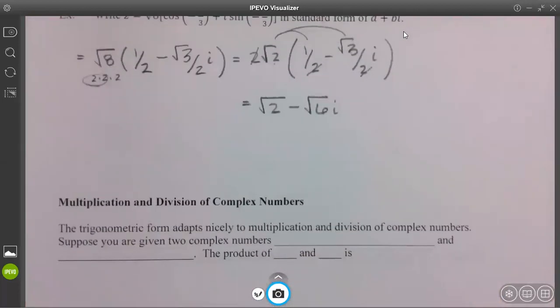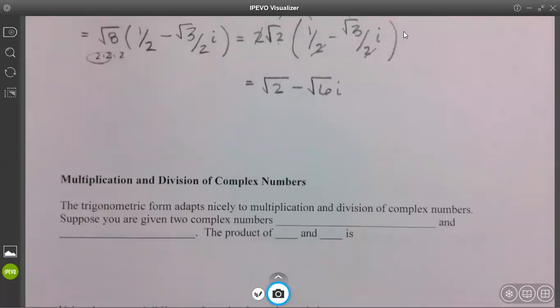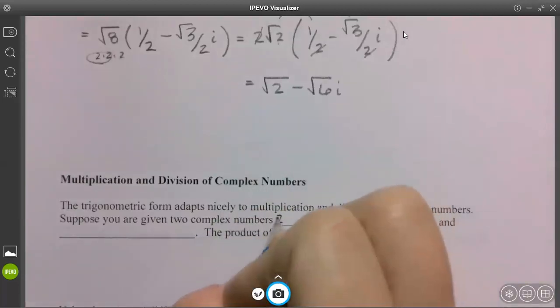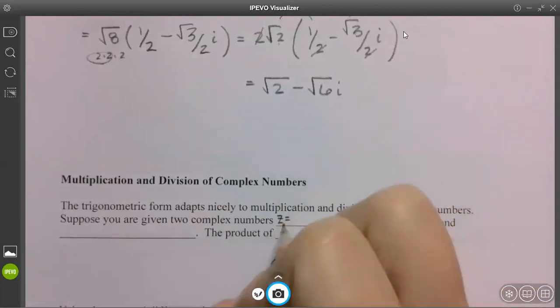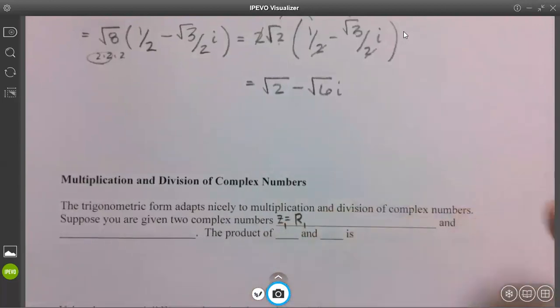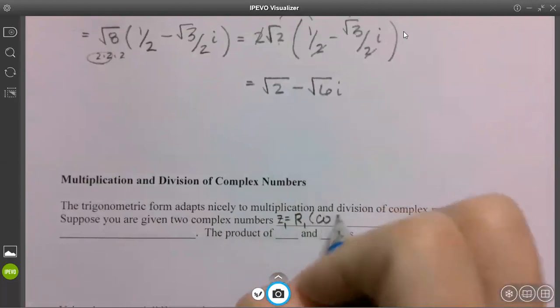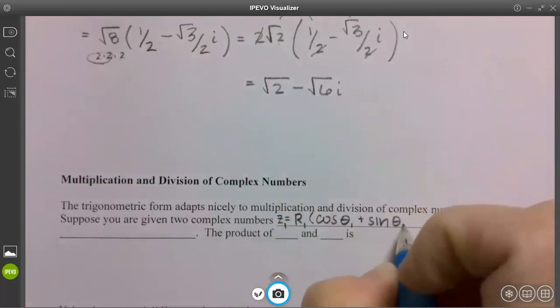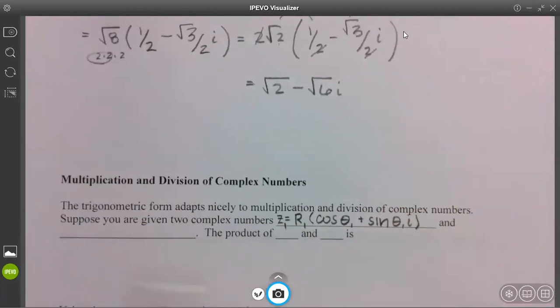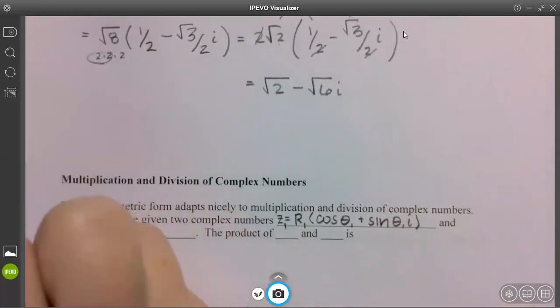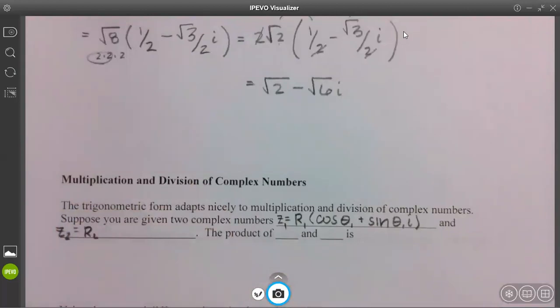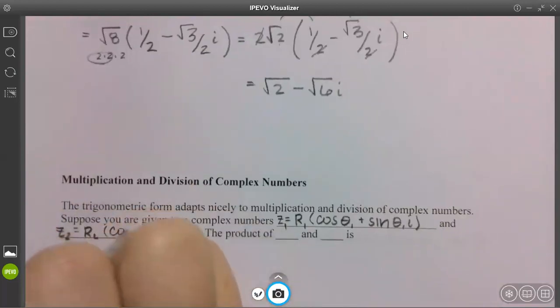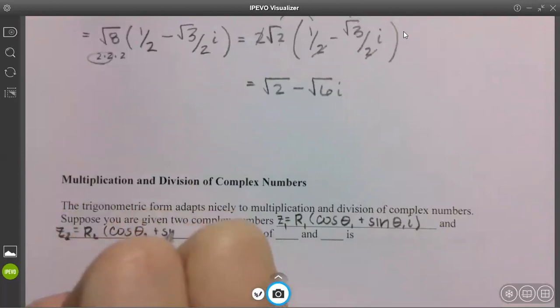Multiplication and division of complex numbers. The trigonometric form adapts nicely to multiplication and division of complex numbers. Suppose you were given 2 complex numbers. Z1 equals r1 times cosine theta 1 plus sine theta 1 i. And Z2, I'm going to write the same thing just with twos: r2 cosine theta 2 plus sine theta 2 i.